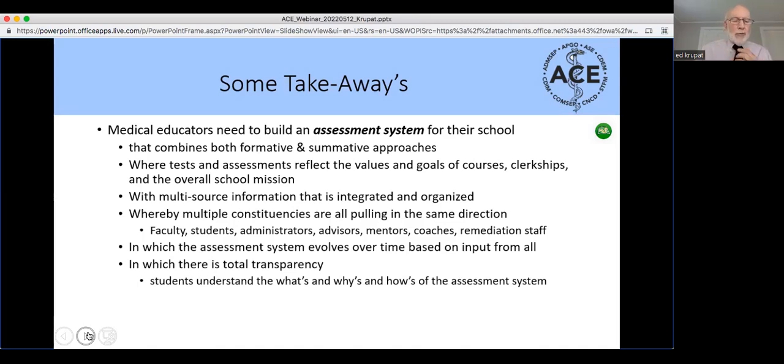and in which there's total transparency, in which there are no hidden curriculum issues, a system in which students understand the whats and whys and hows of how they're being assessed and by whom, and how that information is being used. That's a brave new world. I've never worked in a system that was perfect on all those criteria, but that's something to aim for.